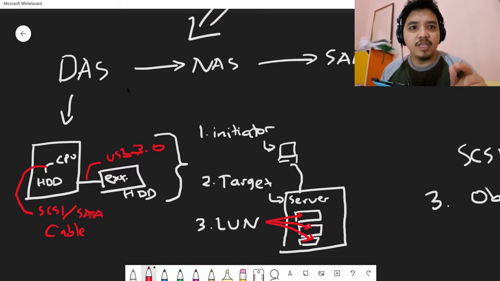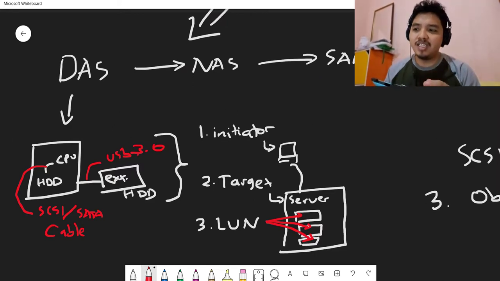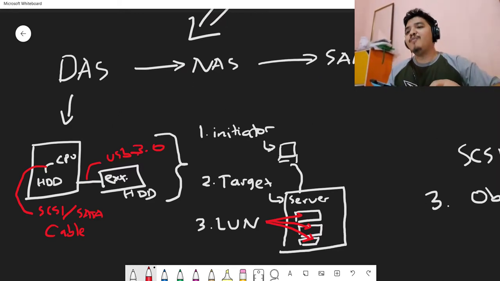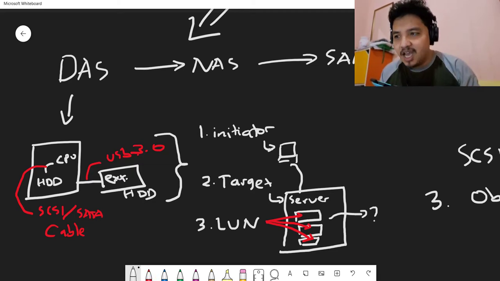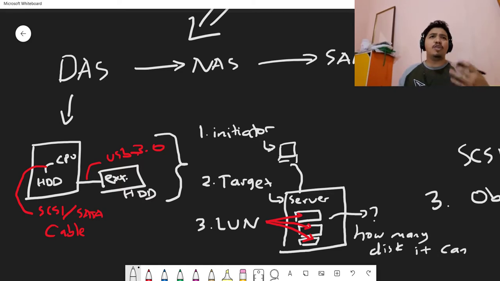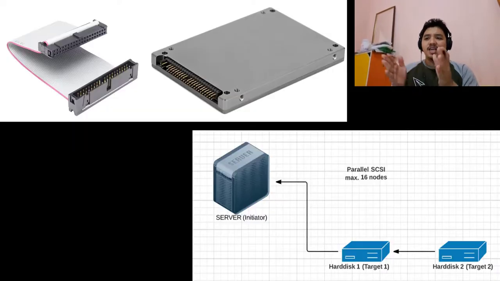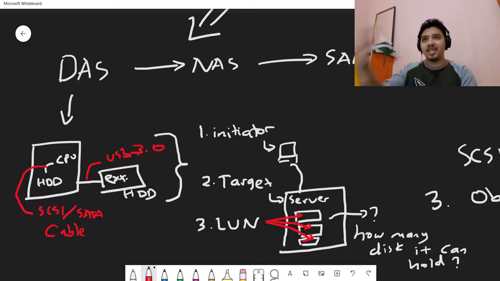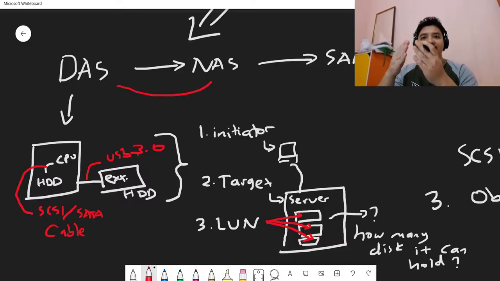The disadvantages: how far this cable can go, how many hard drives it can connect, and how many people can be connected to this device. It's time for us to shift our focus to the next-generation technology, NAS.